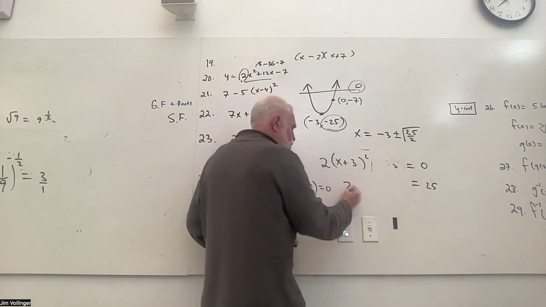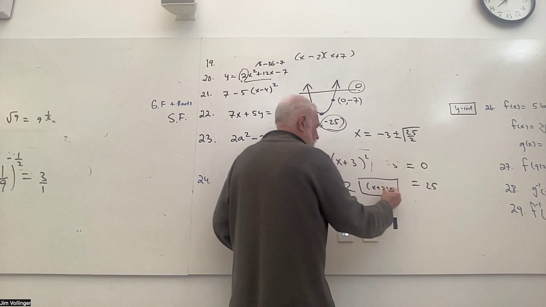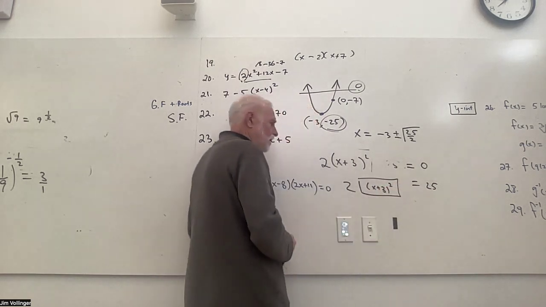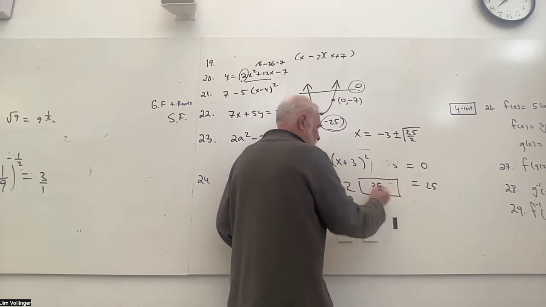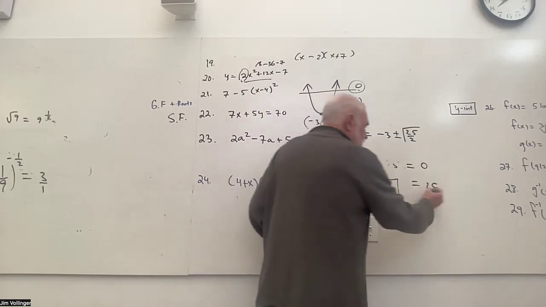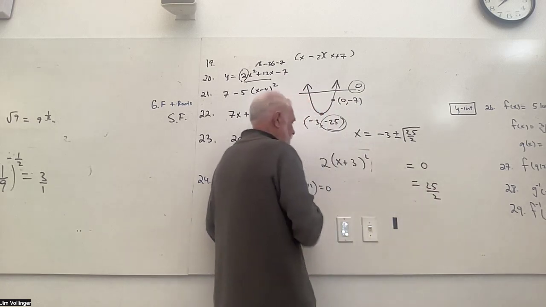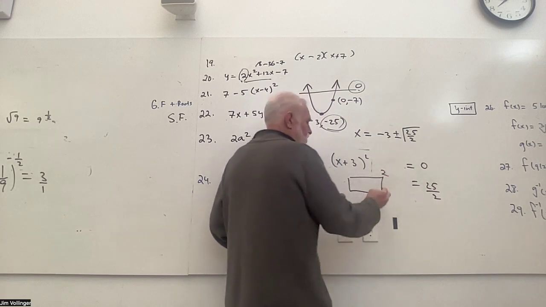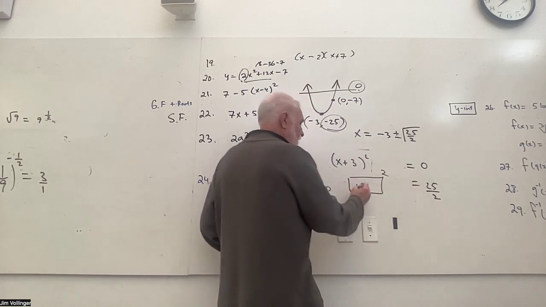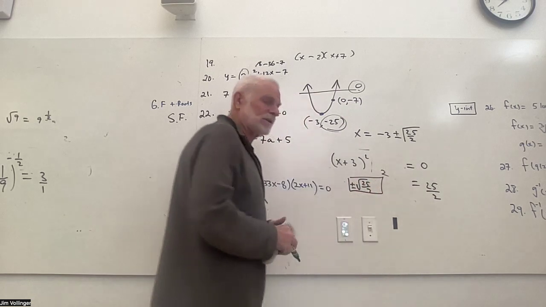Now I have 2 times something in parentheses squared equals 25. Well, this thing better be 25 over 2. So I got to divide by 2. And now I have something squared, which equals 25 over 2. I better have the square root of 25 over 2. And it could be positive or negative because when I square something.